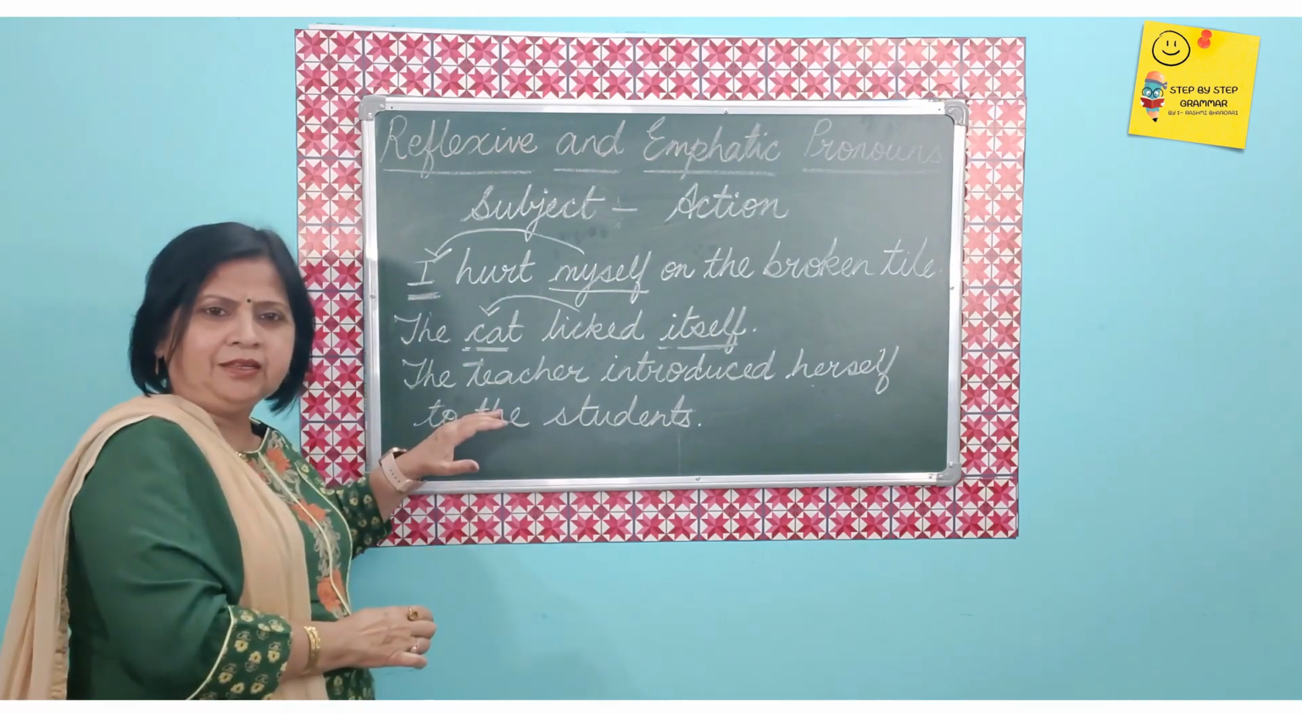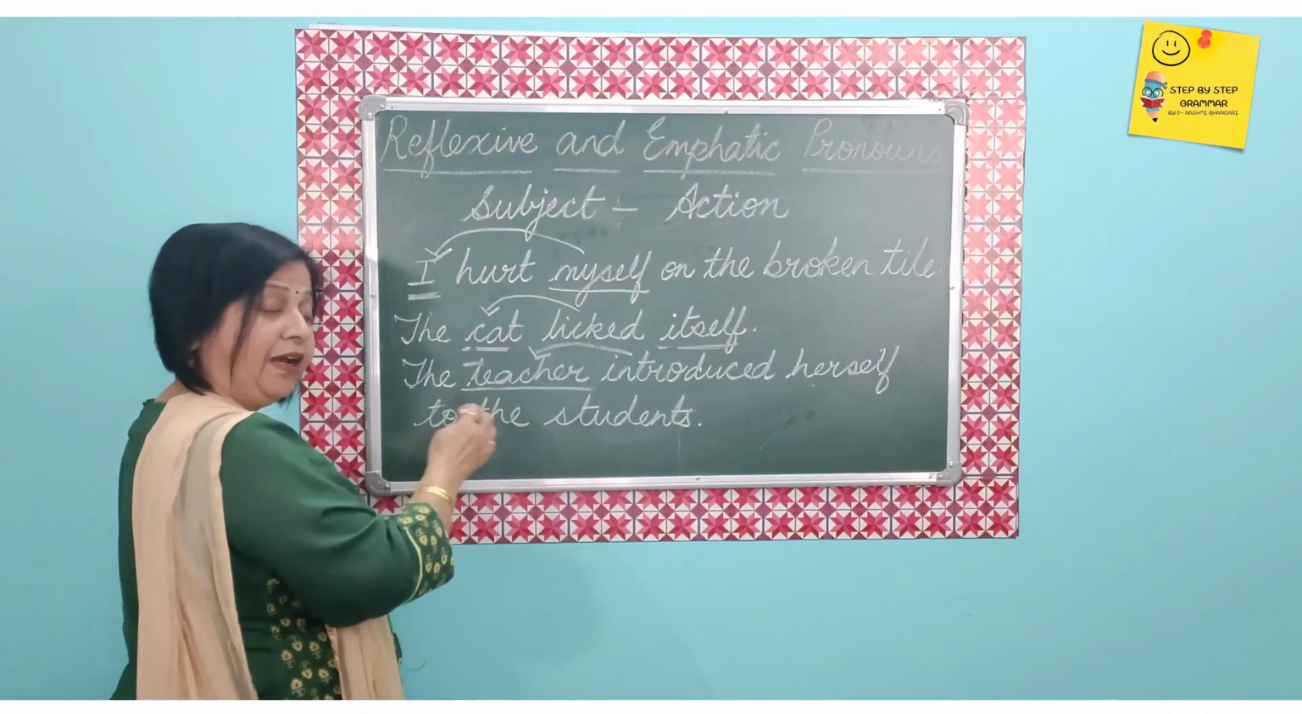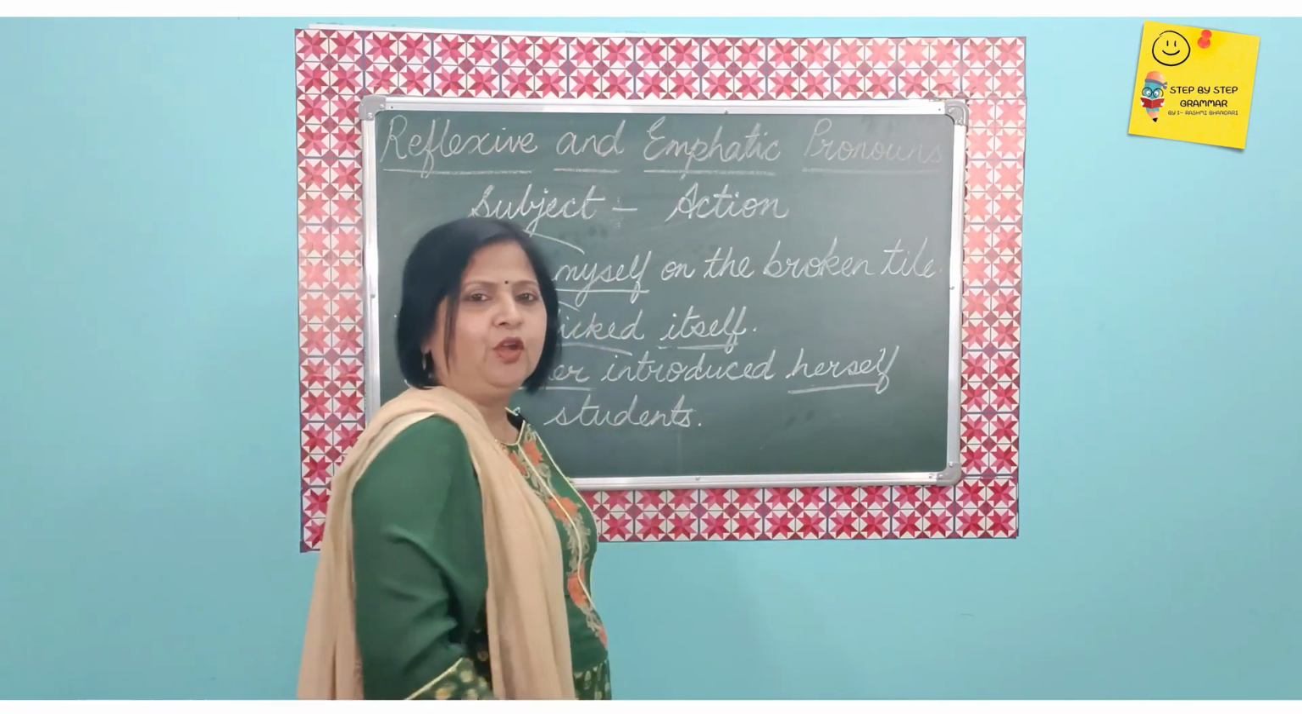Similarly, you can see in the third sentence, the teacher. Teacher is the subject. Introduced is the action. Introduced whom? Herself. That means the doer, the subject, and the pronoun herself are one and the same. The action again is being reflected back onto the subject, that is the teacher. So this is a reflexive pronoun.